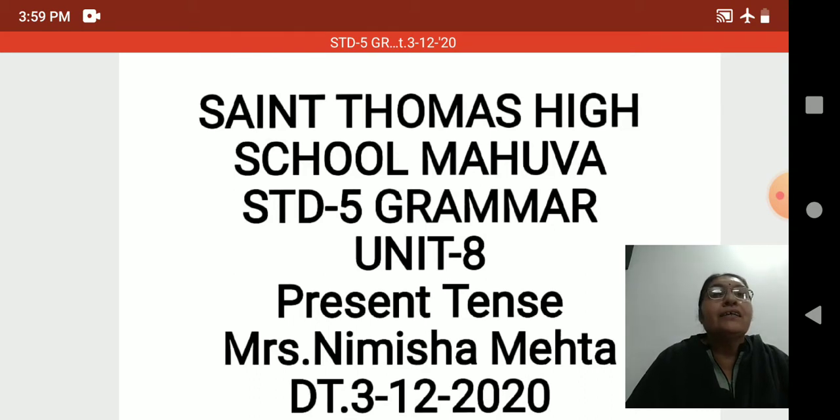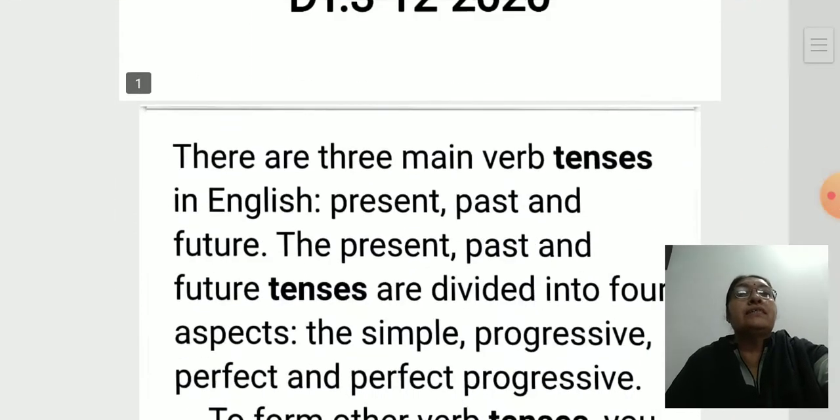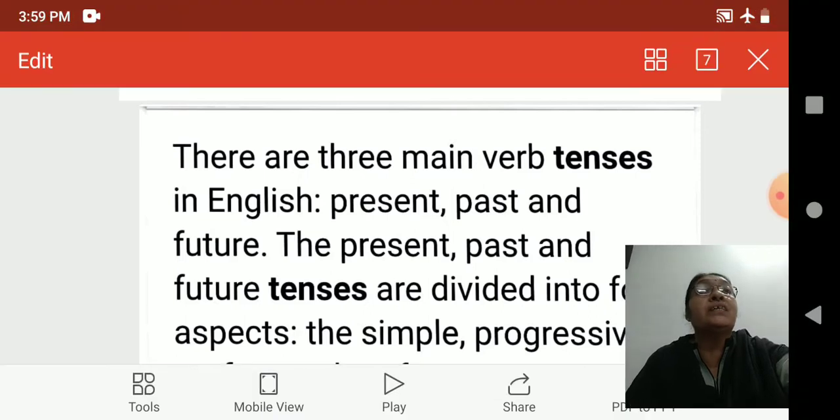Let's start in Grammar Unit 8, present tense. But students, now we are aware of the first tenses. There are three main verb tenses in English. Do you know? Present tense, past tense and future tense.